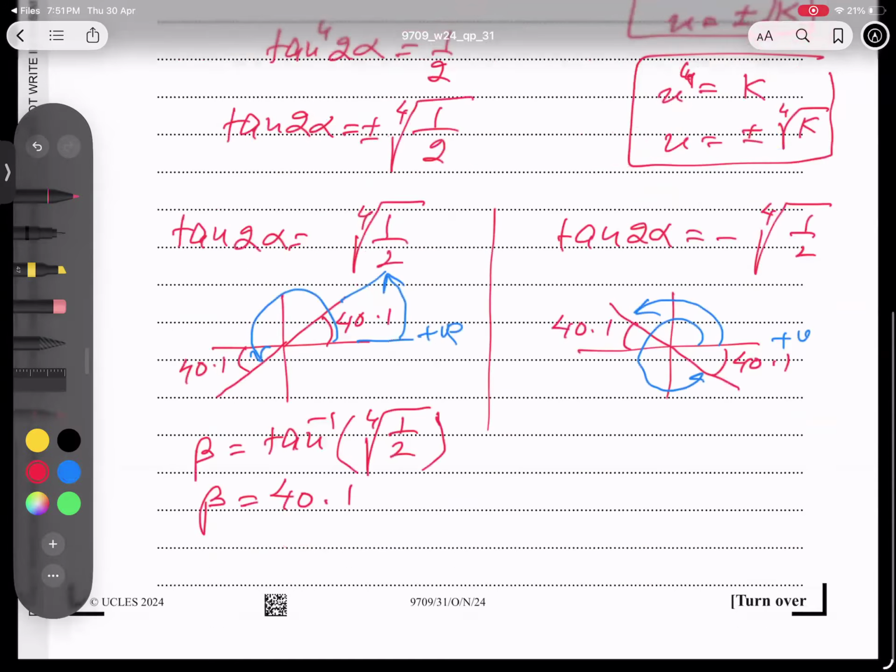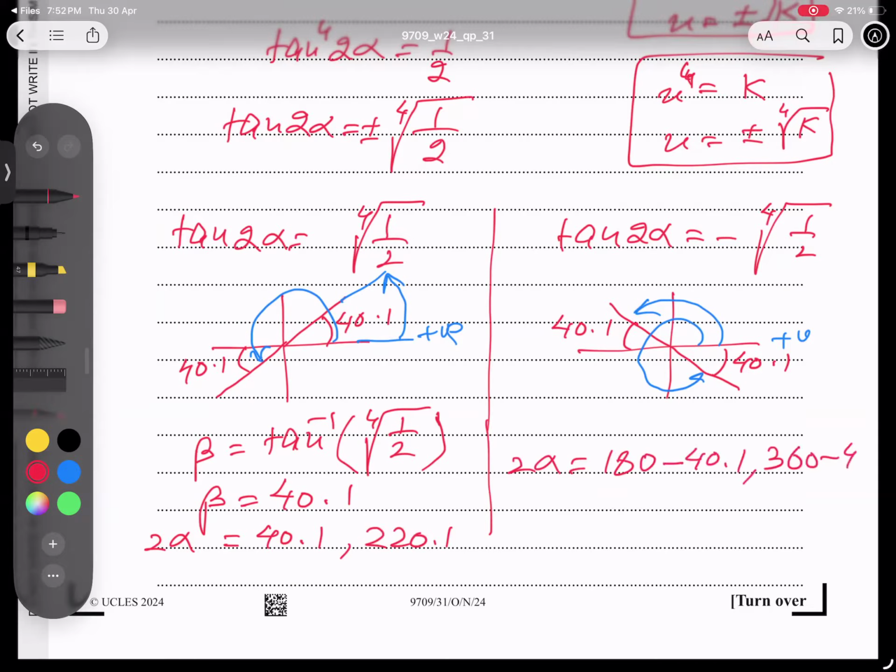I'm going to find both one by one. So first of all, 2 alpha comes back from there on the top. And I'm writing first angle 40.1. Second is 180 plus that. So when I say 180 plus, I'm getting here 220.1. And same story the other way, students. So I'm writing 2 alpha is equal to 180 minus 40.1 and 360 minus 40.1.